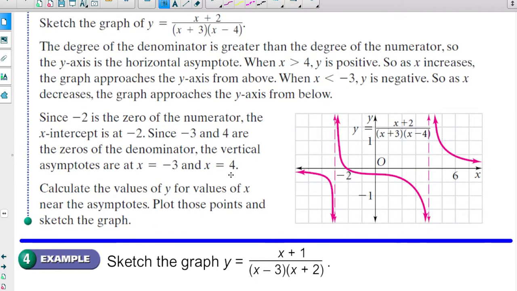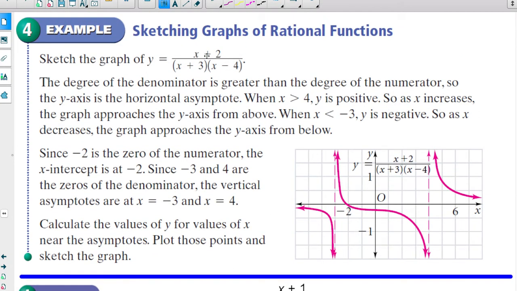Pick a value less than negative 3. That would make this negative, this negative, and that negative. So you have a negative over a negative times a negative, which is a negative over a positive, so that makes it negative. Any number greater than 4 is going to make this positive and this positive. So you have a positive over a positive, which is, of course, going to make that positive.